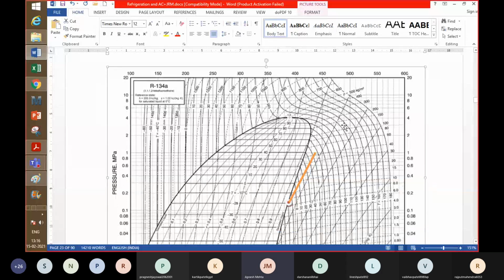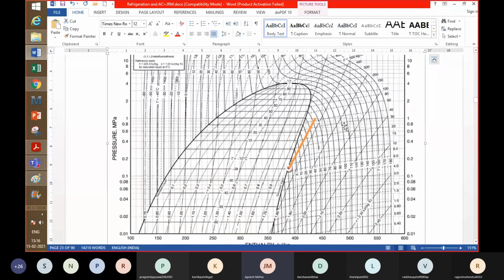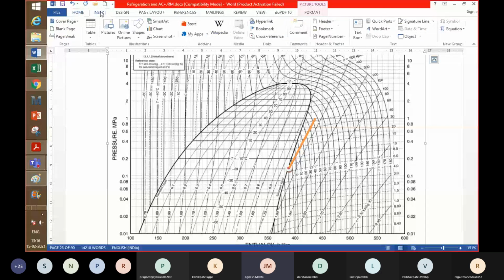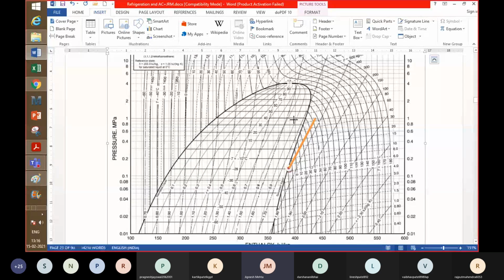The next line would be a horizontal line. Why would it be a horizontal line? Because as per the assumptions in that cycle, it is a constant pressure line. The desuperheating and condensation occur at constant pressure. So it's going to be a horizontal line. So let me draw such a horizontal line. So this is the horizontal line.